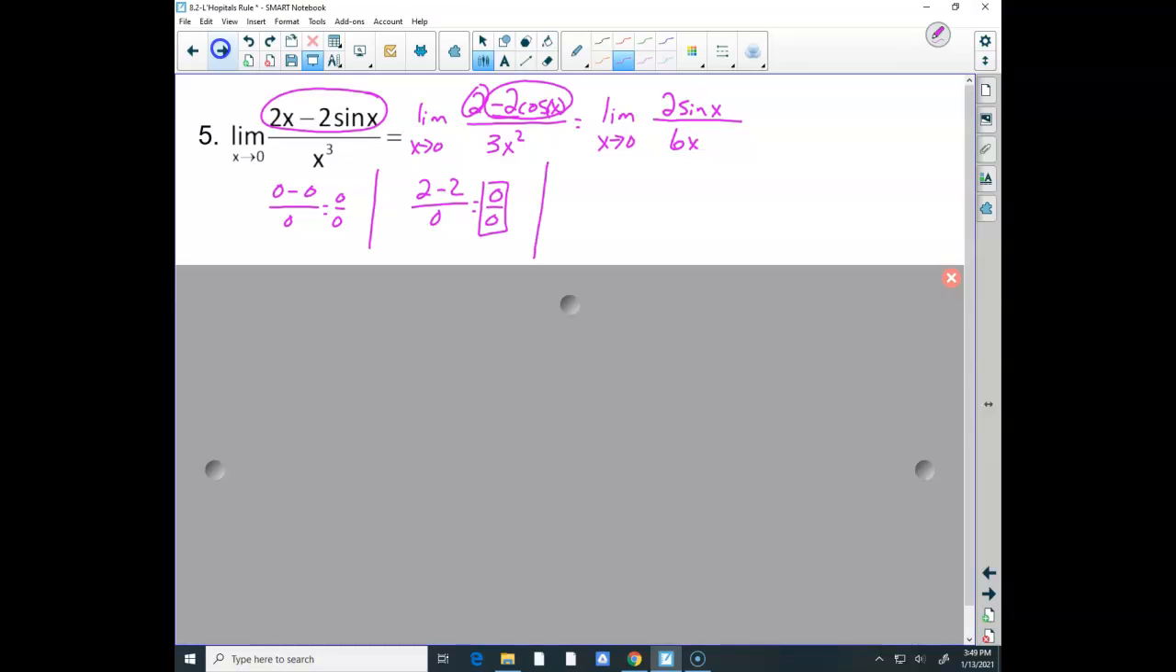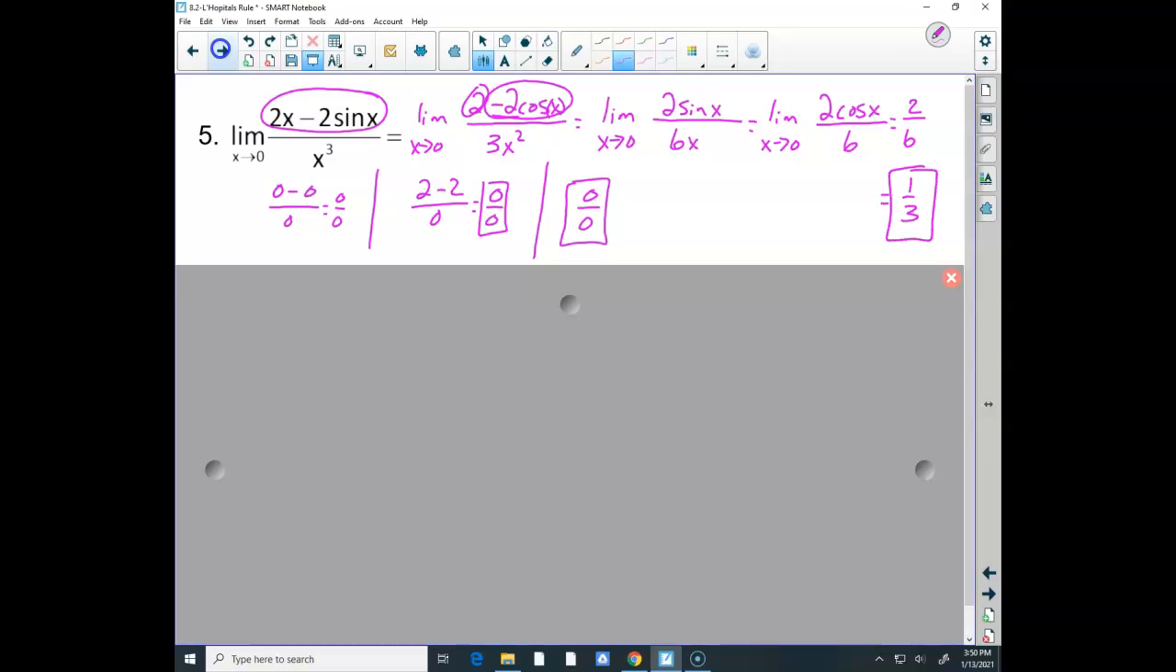Okay, let's reevaluate it again. Plug 0 in. Sine of 0 is 0 times 2 is 0 over 0. Indeterminate form again. What does that mean? Apply L'Hopital's rule again. And hopefully you see the derivative of sine is cosine. I get 2 cosine x over 6. Now I reevaluate this again. When I plug 0 in, the cosine of 0 is 1 times 2 is 2. Not getting 0 in the top anymore. Over 6 equals a third. Hey, my limit's a third.